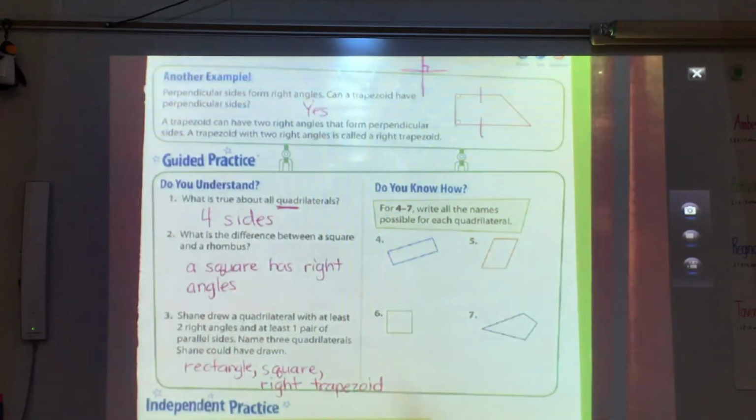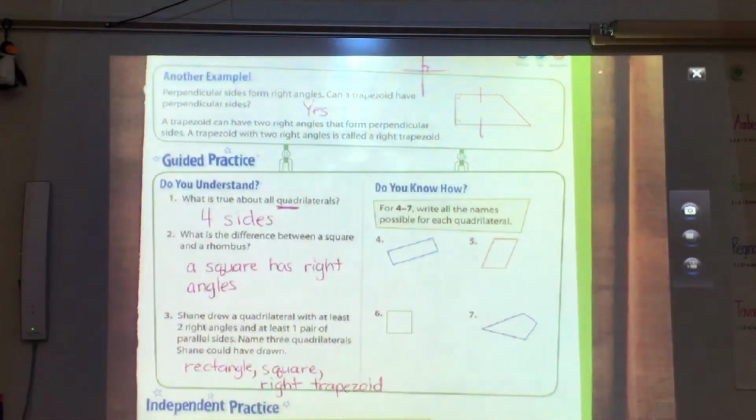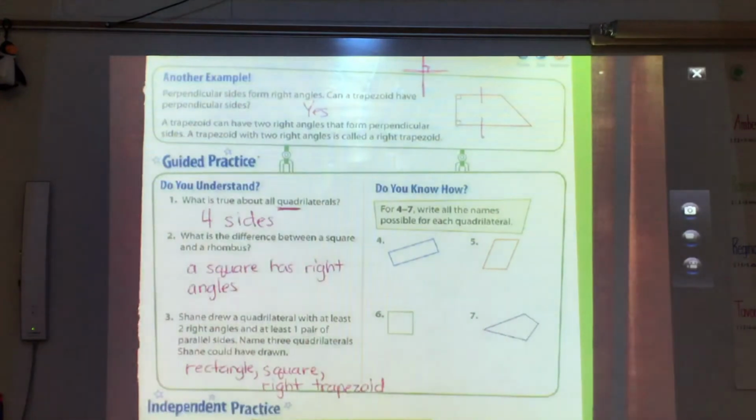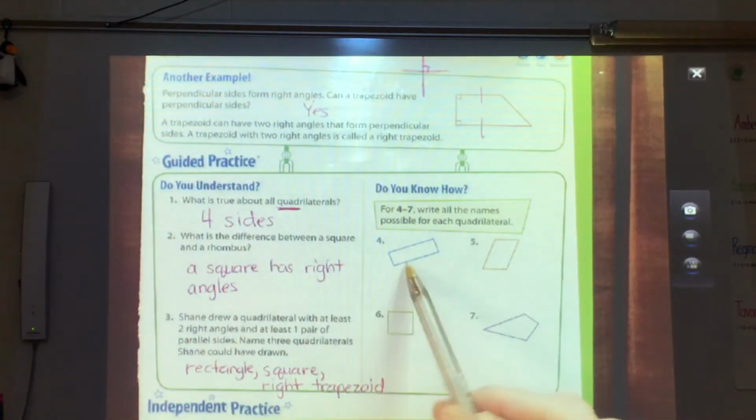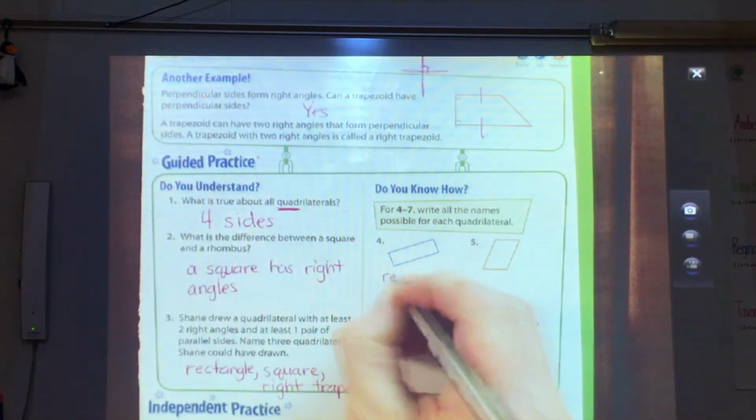All right, it says for 4 through 7, write all the names possible for each quadrilateral. Whew, we're going to get some writing here. Now, the independent practice you'll do on your own in just a moment, but let's take a look at number 4. Looking at this shape, I can tell that it is a rectangle.